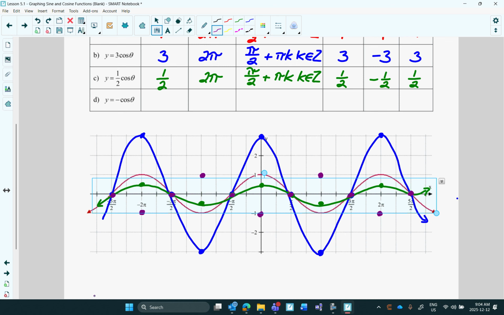Which makes sense, because if you think of taking the red graph and flipping it like that, you're going to get this.